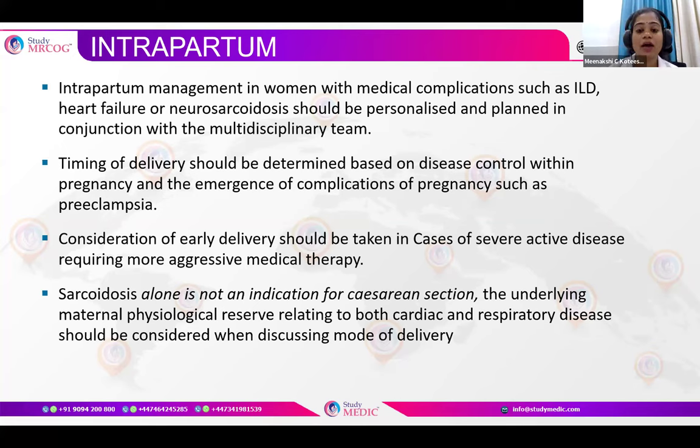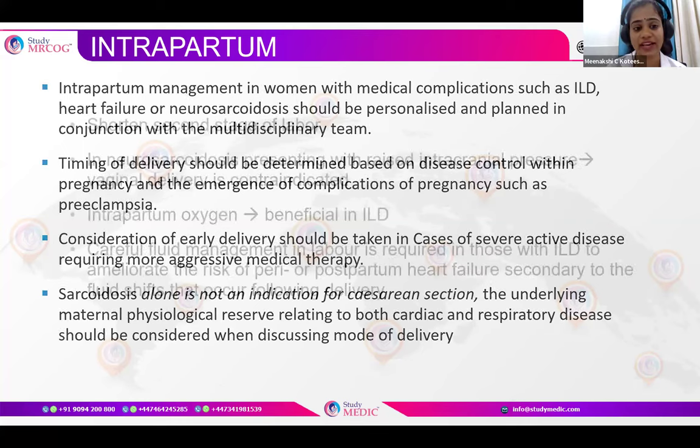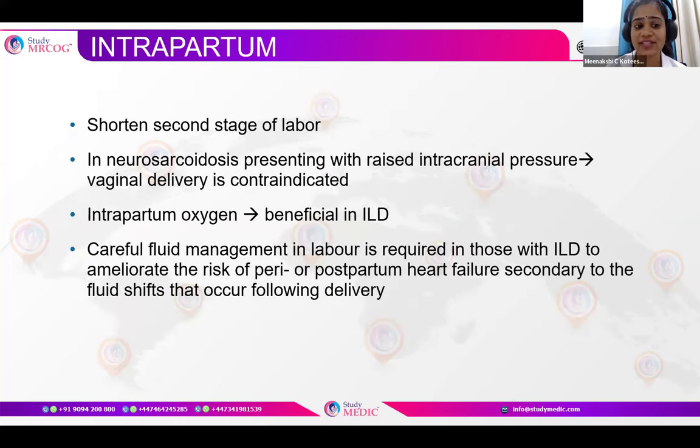It would be planned. And in case they've got active disease that requires more therapy, then in such cases early delivery can be considered. As such, sarcoidosis is not an indication for cesarean section, but it depends upon the respiratory as well as cardiac compromise. In case of any, this all needs to be taken into consideration. It's important that you take a holistic approach whenever you're discussing the plan and mode of delivery, the timing of delivery, and the shortening of the second stage of labor.